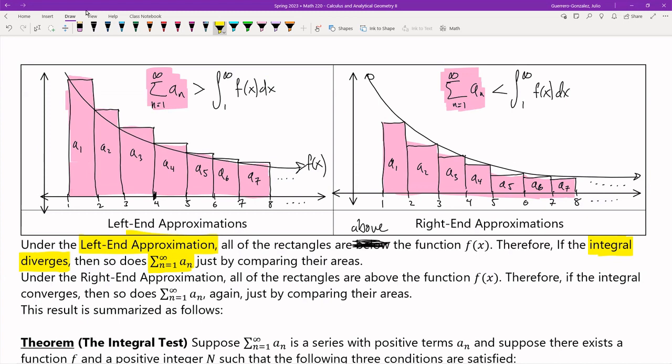Same argument for the right-end approximations. Another typo. This is supposed to be below. Look at me go. Under the right-hand approximations, all of the rectangles are below my function f of x, right? So we can make the opposite conclusion here. If the integral converges, if the area under the f of x curve for the right-hand approximations converges, then so does the summation. Then so does your series. Okay, and that in itself provides us with the integral test.